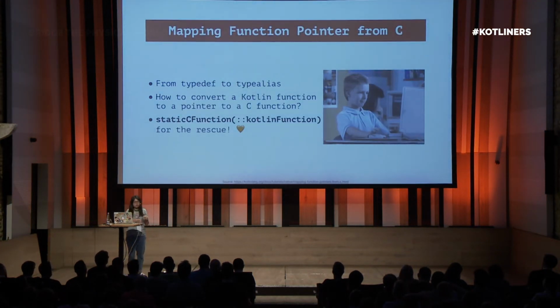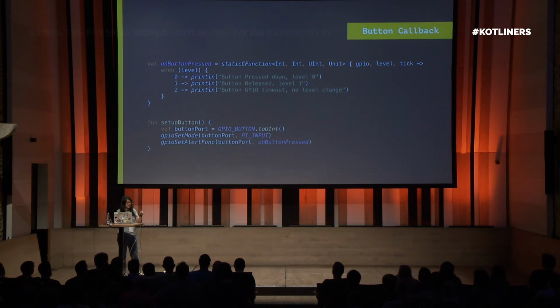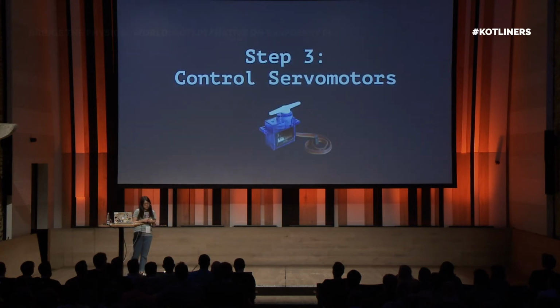But once you start to read the documentation, you will realize they have considered it. So there's a wrapper called staticCFunction, which maps the Kotlin function into the C function. And at that moment, I was kind of relieved. So finally, the code looks like this. You have a typical Kotlin lambda, and with staticCFunction, you can actually turn it into something the C library needs. And from then on, my button click callback actually works, which is really nice. OK. That's another step forward in terms of building my hand robot with Kotlin Native.